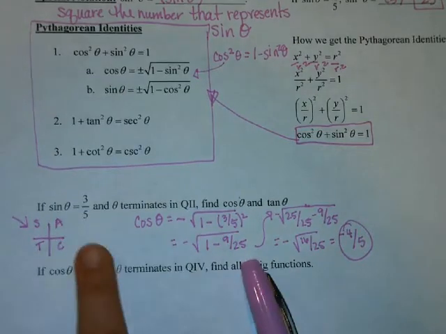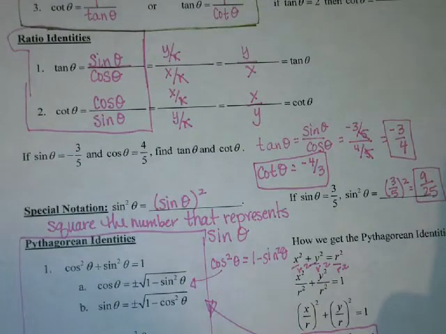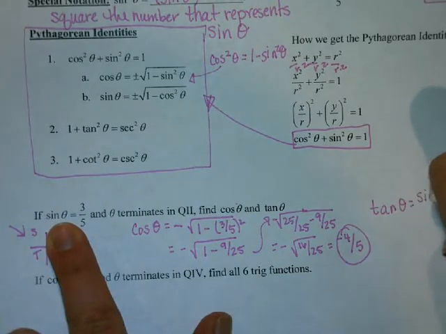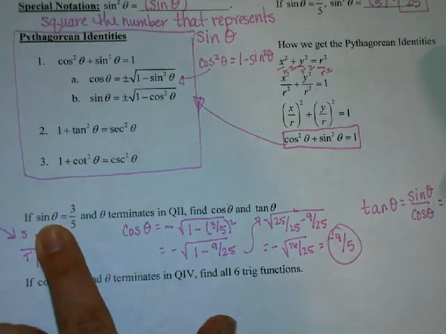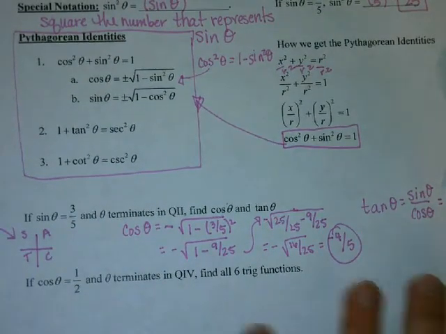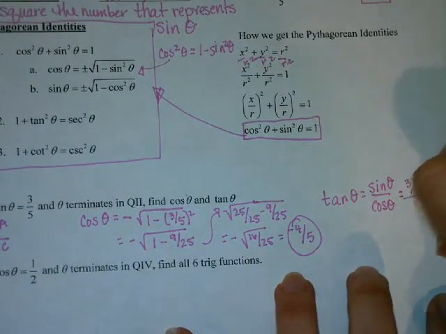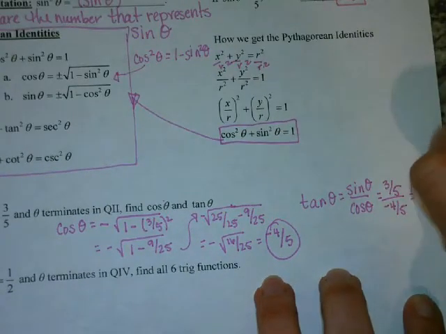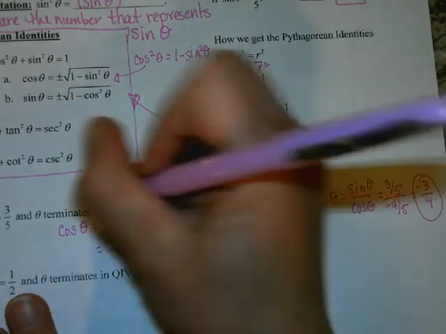Now I have cosine and I have sine, so I'm going to use my ratio identity to find tangent. Tangent is sine over cosine. Sine is 3/5. Cosine is negative 4/5. Again, they have the same denominator, so I get negative 3/4, which is good. That's what I wanted to get because we knew tangent had to be negative because I'm in quadrant 2.